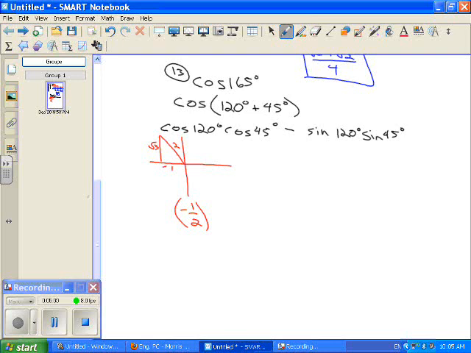I think you should get negative 2 over 2. I got radical 2 minus radical 6 for the cosine at 135. All right, cosine is adjacent over hypotenuse, so I'm going to get square root of 2 over 2 again once I rationalize it. All right, and that's minus sine of 120.